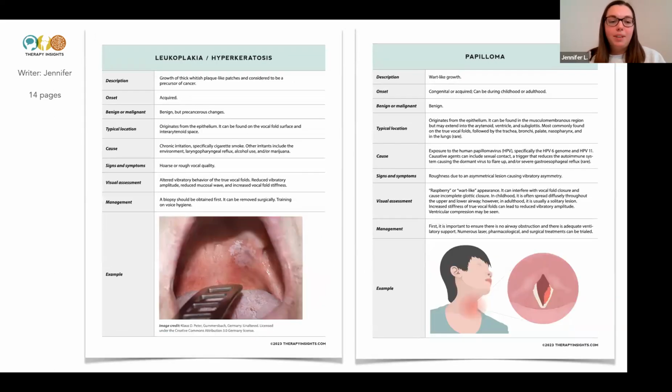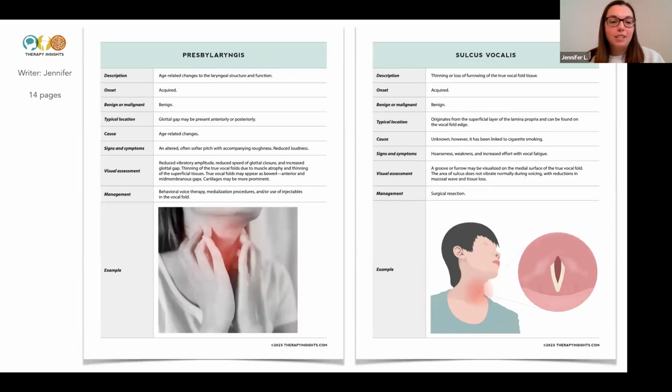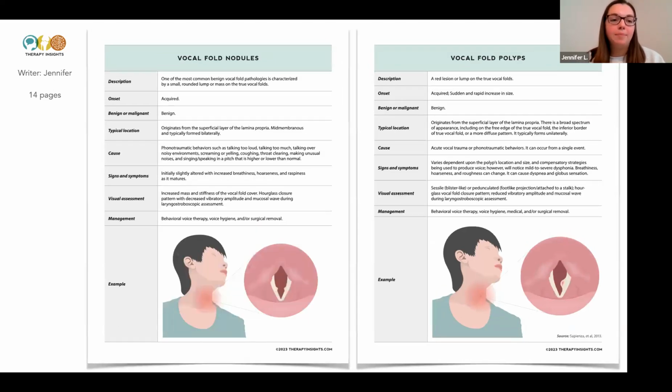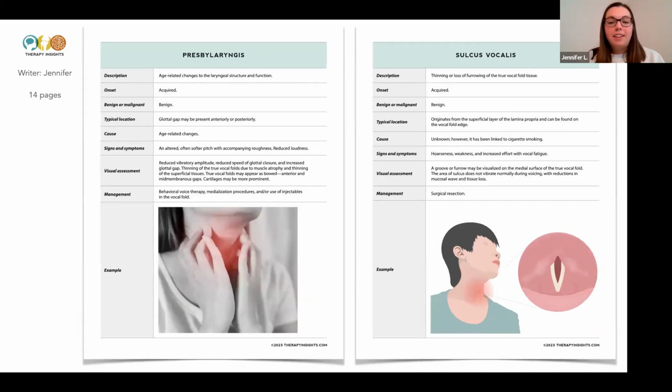I think this is a big topic that we discuss often in the field of speech pathology: I feel like we don't learn as much as we should in our schooling. Although I did have a basic understanding of dysphagia and voice from my schooling, I don't feel like I ever learned much about vocal pathologies and things that you see. So I think this is a great handout to get to know different pathologies that you may see when you're completing FEES.